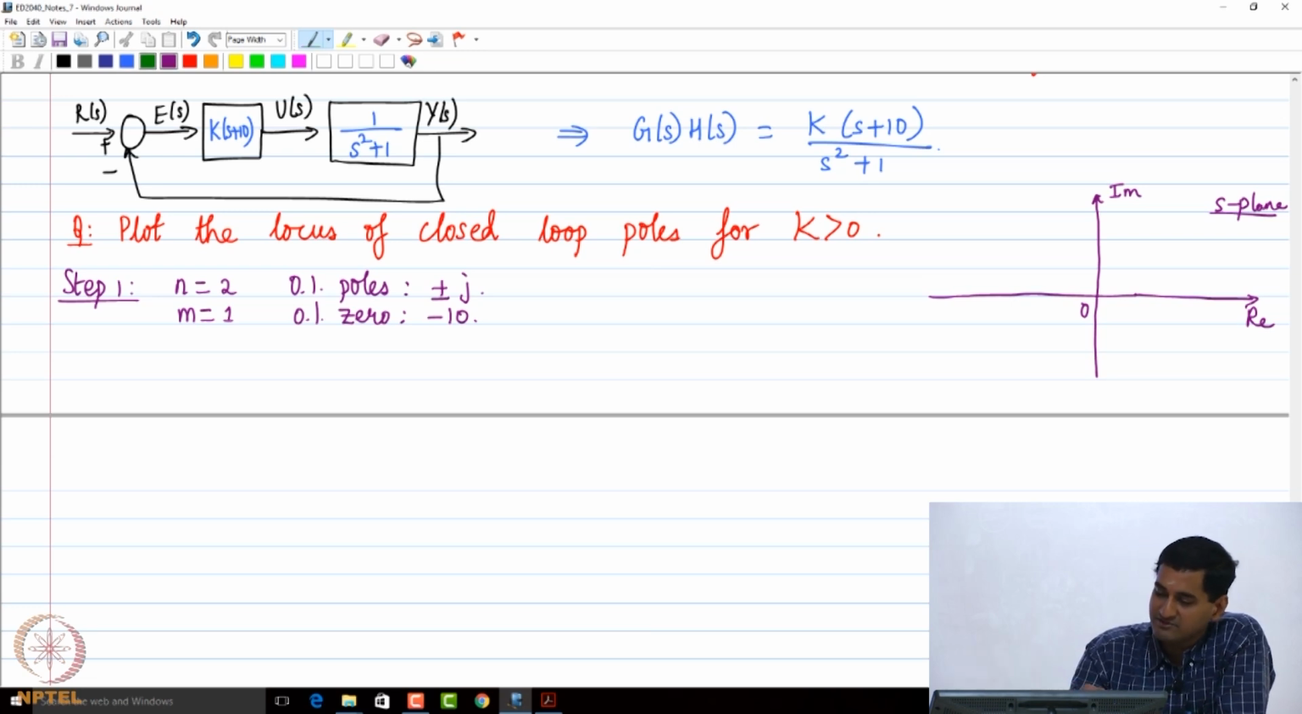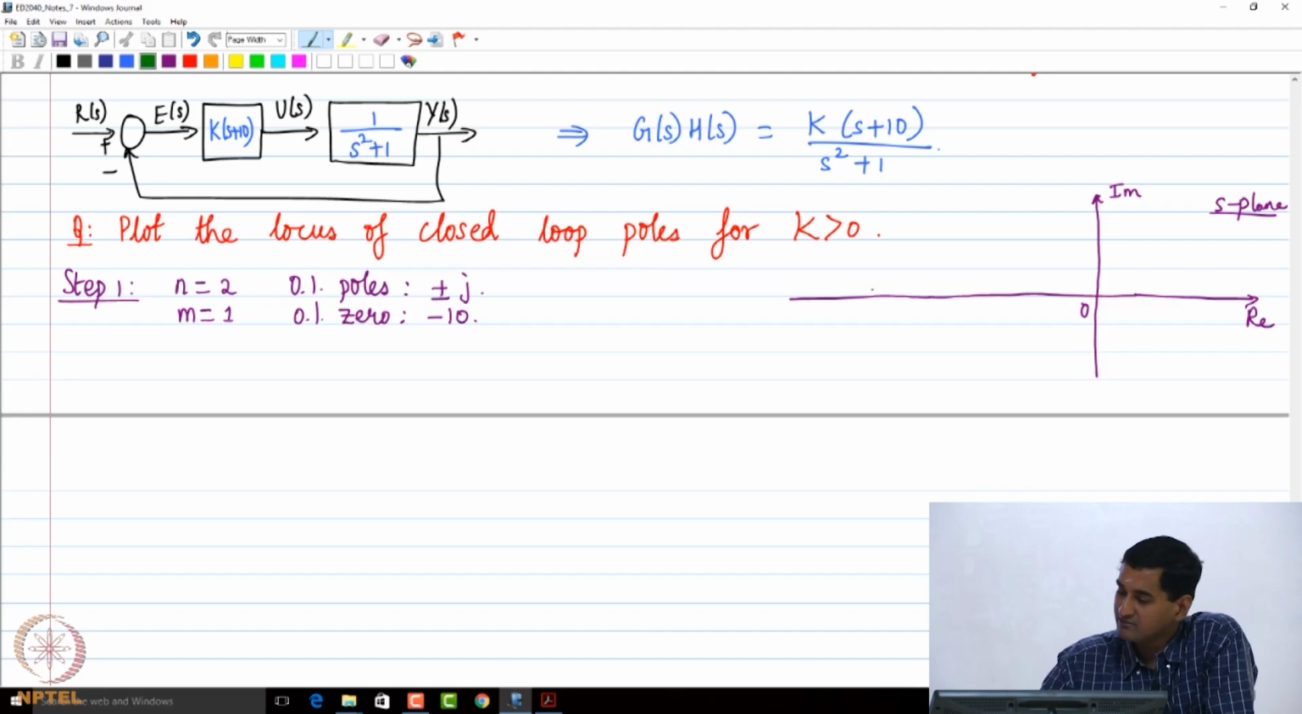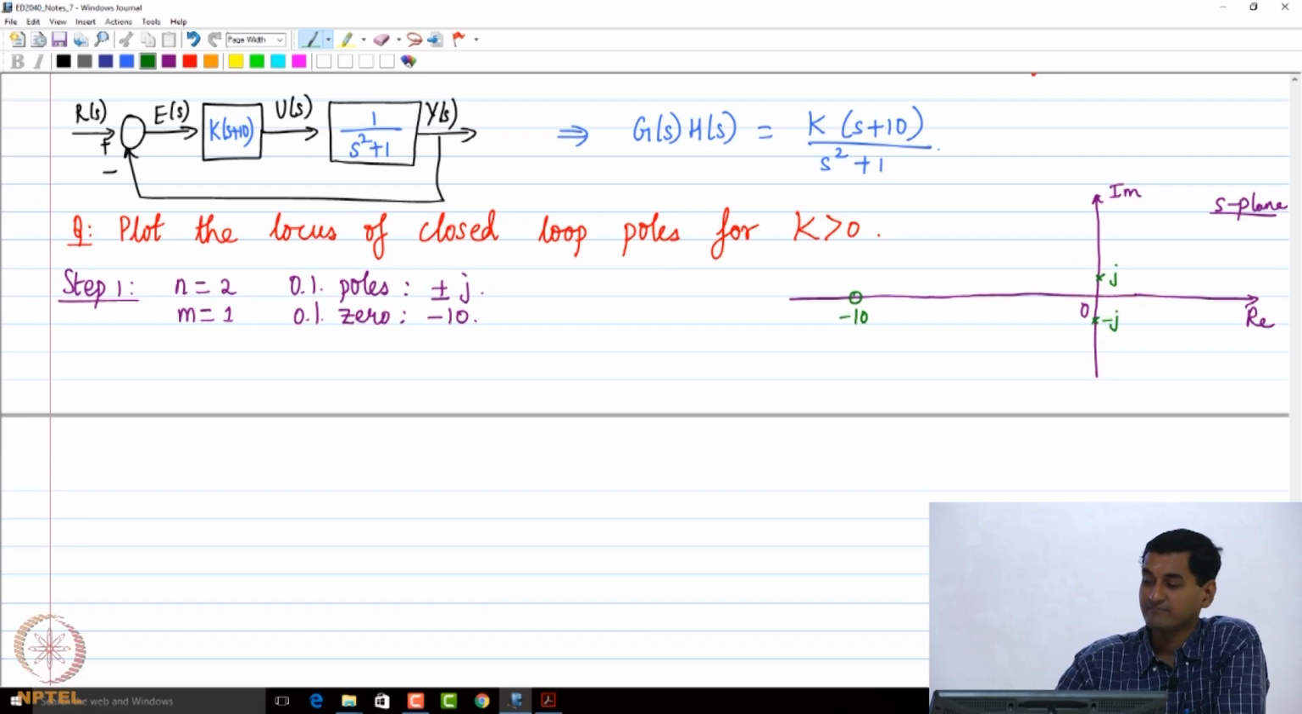Let me first extend this to minus 10. So, let us say I have a 0 at minus 10, and then I have an open loop pole at plus j and minus j. Those are my open loop poles and open loop zeros. Fine. Now, what is step 2?